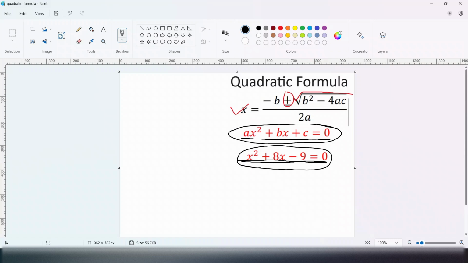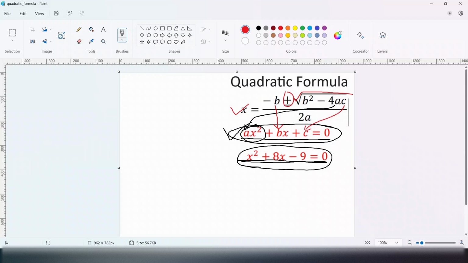Let's get to know the terms. What is minus b, then what is 4ac, or a, c and a. These a, b, c are coming from the quadratic equation. So in ax square, this numeral a is the same as this, and this b will come from here, and this c will come from here, this numeral.